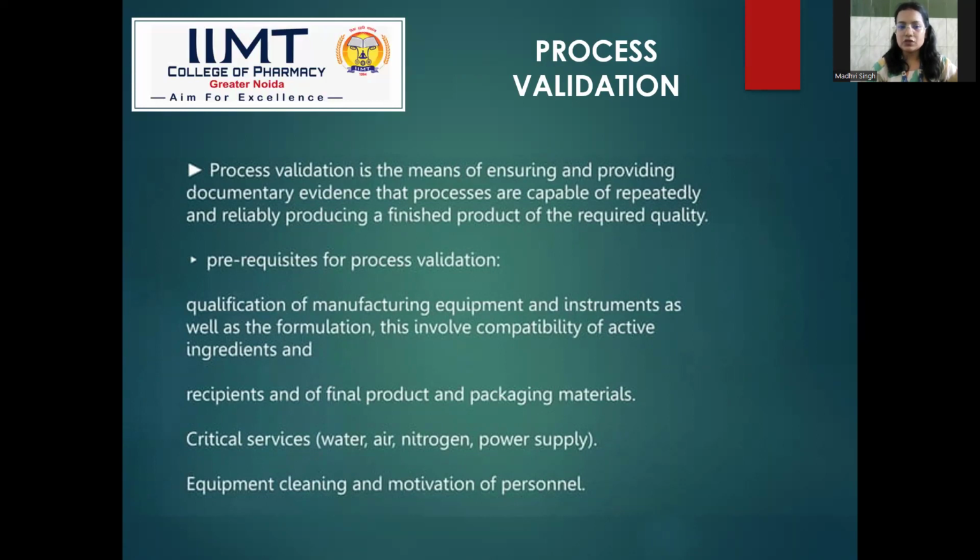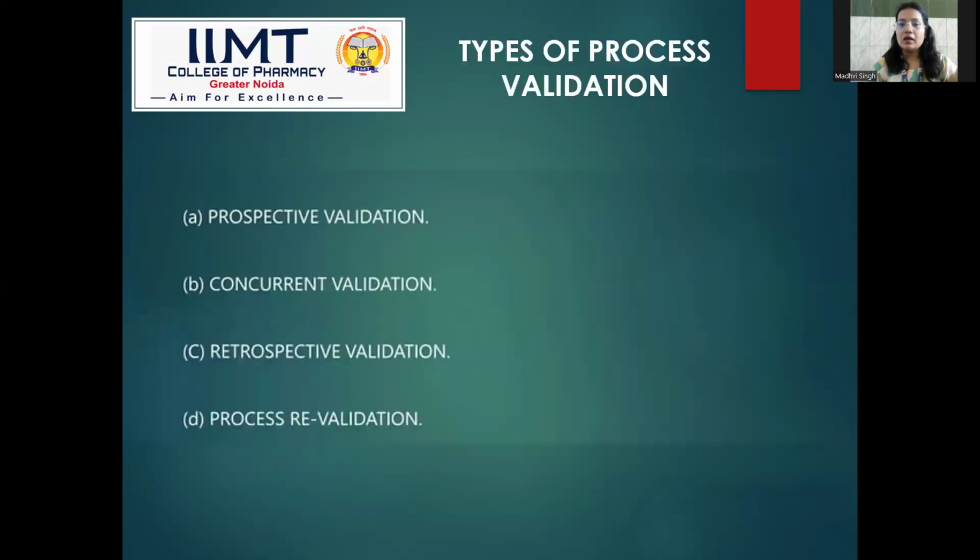Prerequisites of the process validation: qualification of the manufacturing equipment and the instrument, as well as the formulation. This involves compatibility of API, excipient, finished product, and packaging material. Critical services involve water supply, power supply, air, nitrogen, equipment cleaning, and motivation of personnel. Types of process validation. There are basically four types of process validation: prospective validation, concurrent validation, retrospective validation, and the process revalidation. So the first point is prospective validation.